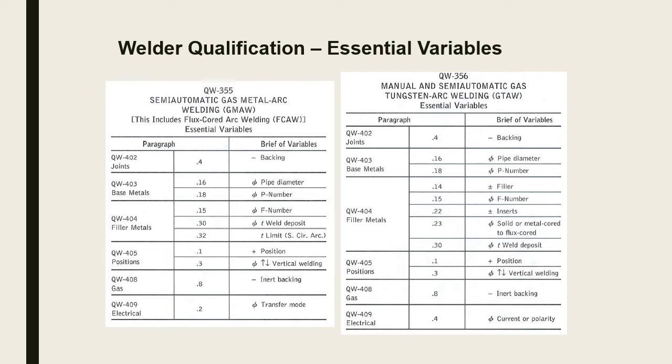And it's pretty similar for the one on the right, which is gas metal arc welding. Transfer mode, inert backing, position, if we're going up or down in the vertical position, filler metals, what's the F number, etc. P numbers for base materials, etc. So welder qualification essential variables are a way smaller list than when you're qualifying a procedure. And this gives you a lot more leeway to use welders on different welding procedures. Like we said, welders don't qualify to a specific procedure, they qualify to a process.